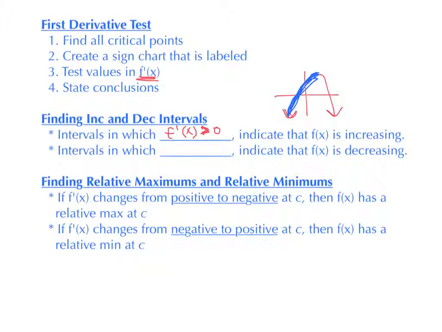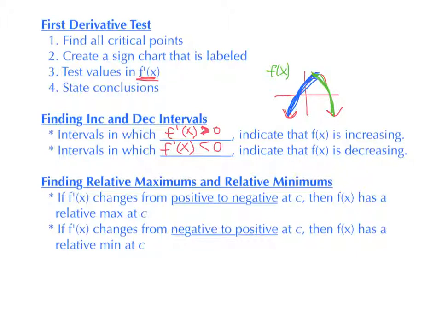All right, intervals in which f prime of x is less than 0, in other words, negative, indicate that it's decreasing. So if I take a look at this graph, and we'll call this f of x, if this was decreasing, where is it decreasing?